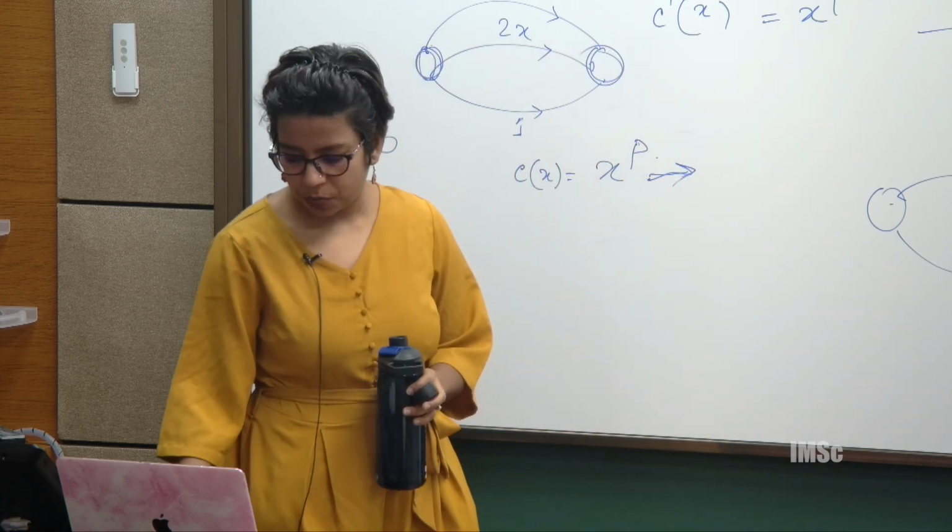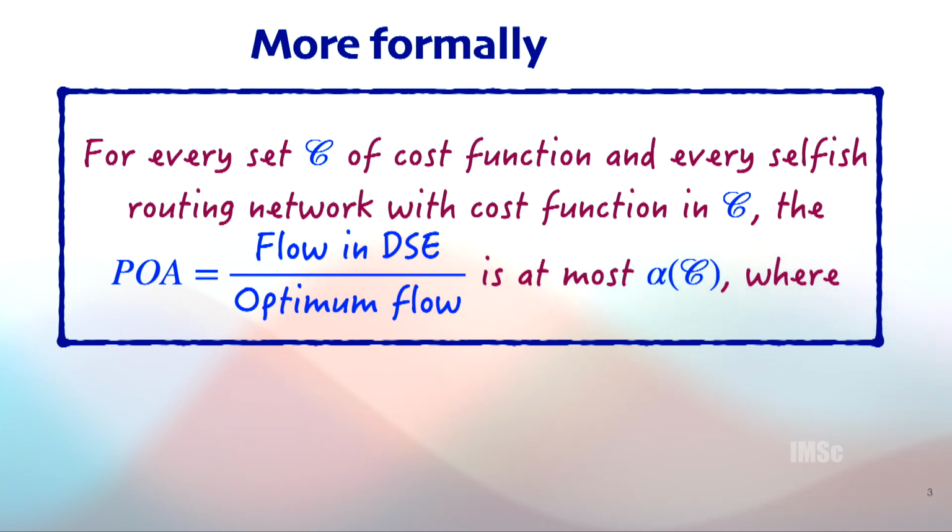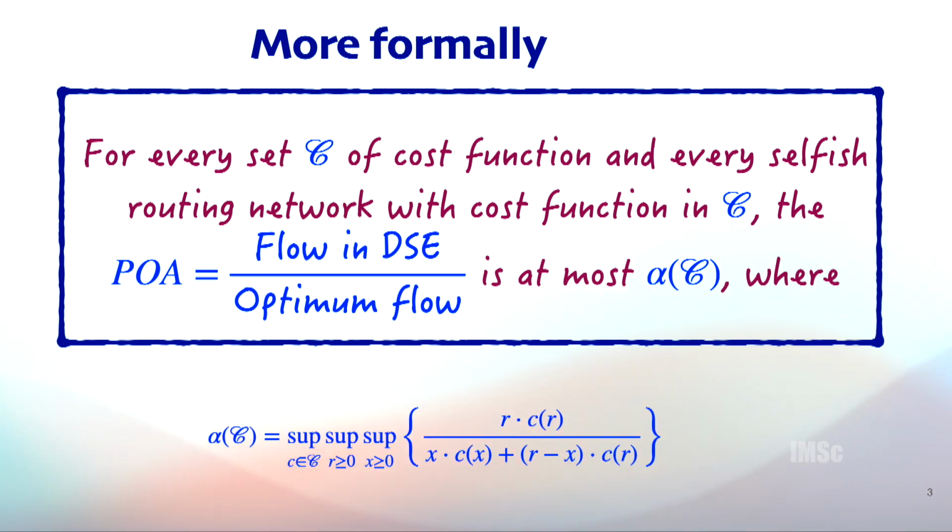More formally, this is what we will show: that the price of anarchy is at most this value alpha c, where alpha c looks like this, and we will go over this. I'll give a sketch of this proof. What this is saying is that alpha c is a value defined for this entire class of functions C. So, you have 3 supremum terms. You basically look at all possible cost functions from this family.